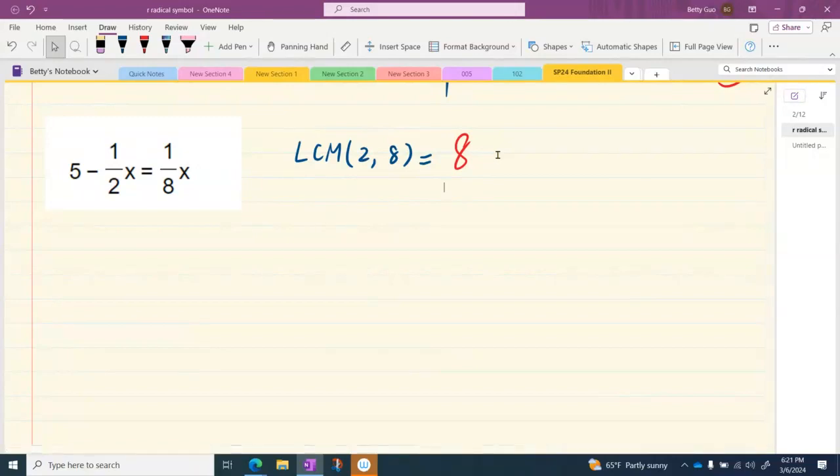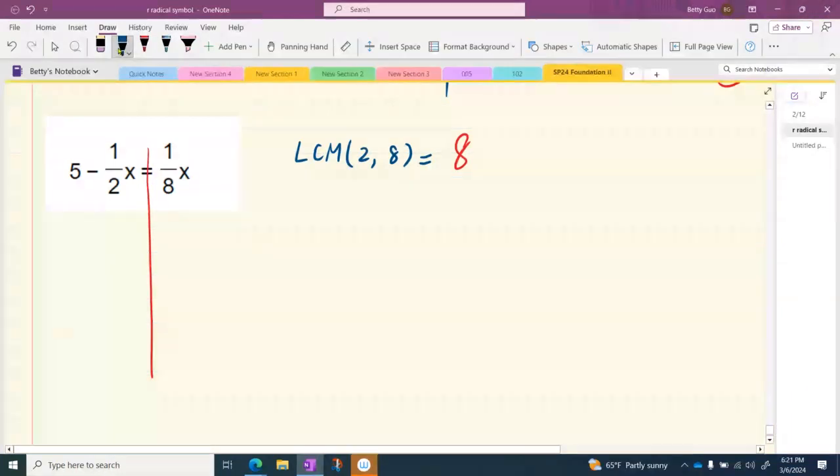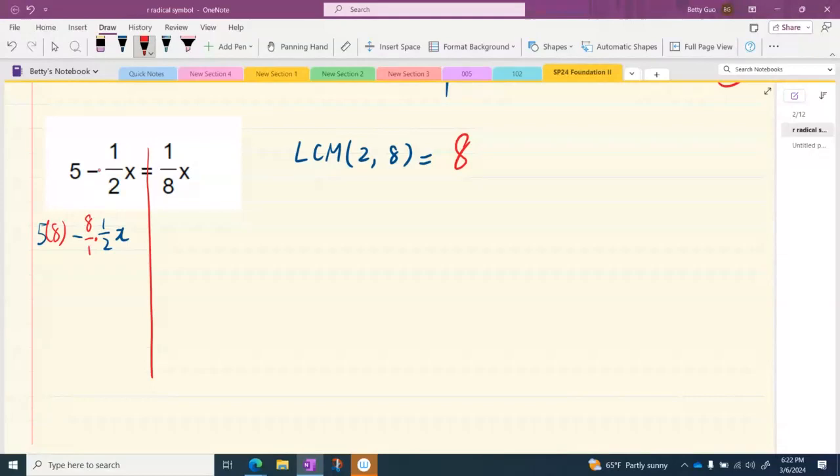We find 8 as the least common multiple. We are going to multiply everybody in the equation by 8. On the left side, the first term is 5. Multiply that by 8. The second term is negative 1/2 x. We're going to multiply that by 8 as well, but I'm going to write 8 as 8 over 1, because I know I'm going to multiply with 1/2. 1/2 is a fraction. On the right side, we have 1 over 8 x, and we are going to multiply that by 8 over 1.